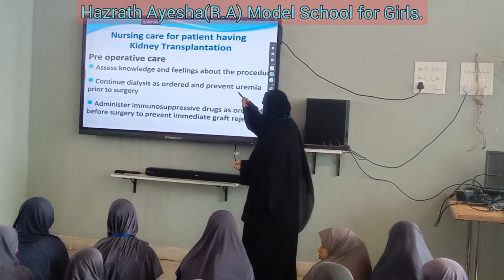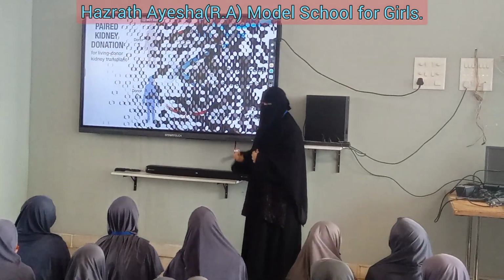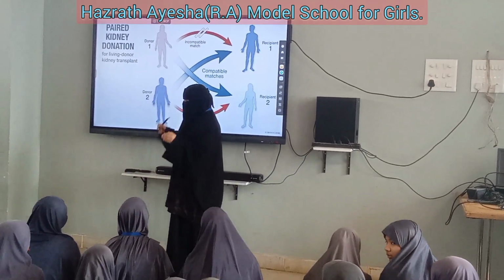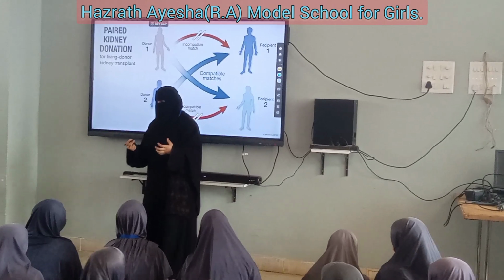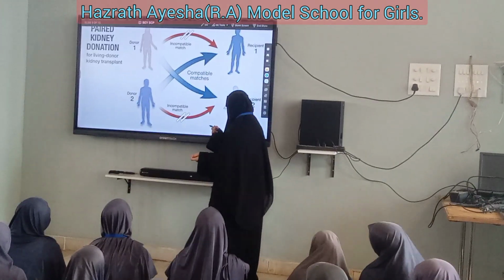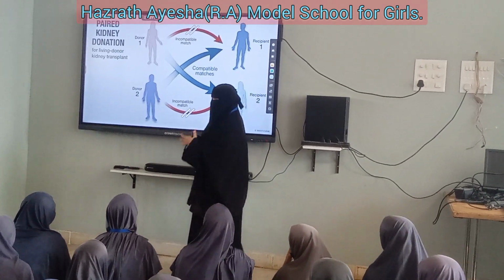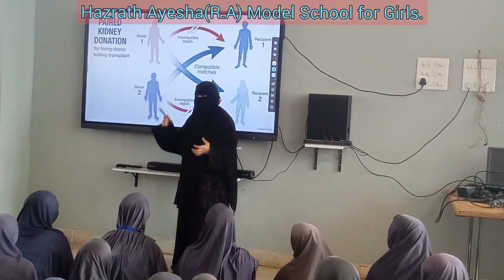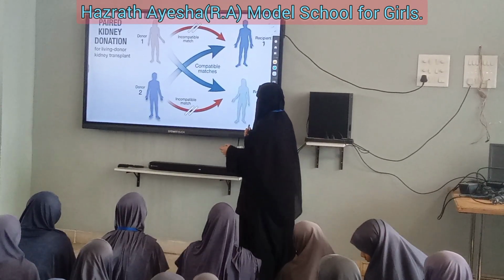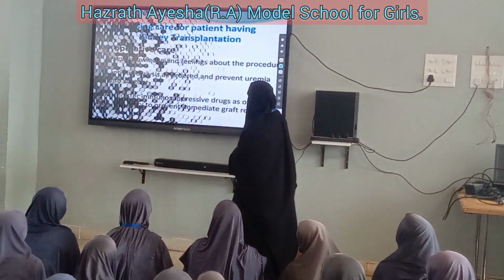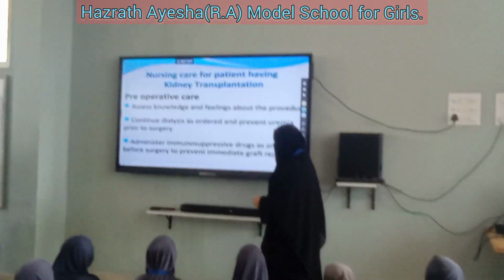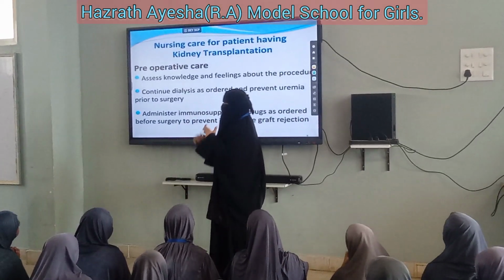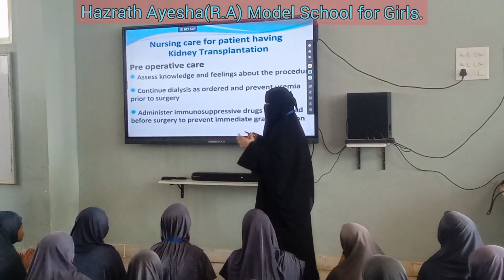And one thing here, uremia. What is this uremia? When the kidneys of a person have failed, the body is filled with waste, and due to the accumulation of waste, the hands and feet of the person are swollen. This condition is known as uremia. So to prevent this type of condition, doctors suggest continuation of dialysis until the transplantation takes place.